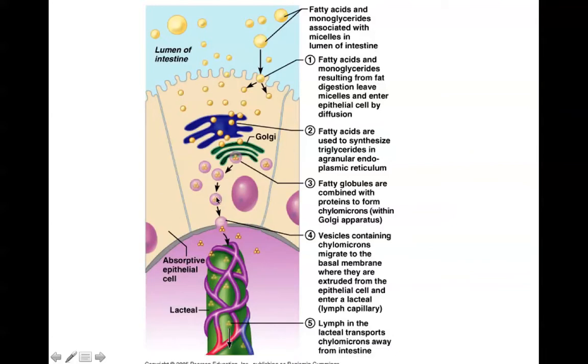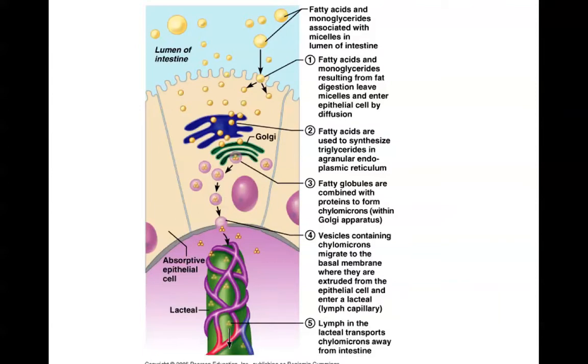These droplets called chylomicrons are going to leave the cells and then enter into the lymph, usually the lymph, sometimes the blood vessels. So you see this structure here called a lacteal. That's actually a member of the lymphatic system. And once they enter into the lacteals, they will again be hydrolyzed by the lipoprotein lipase.